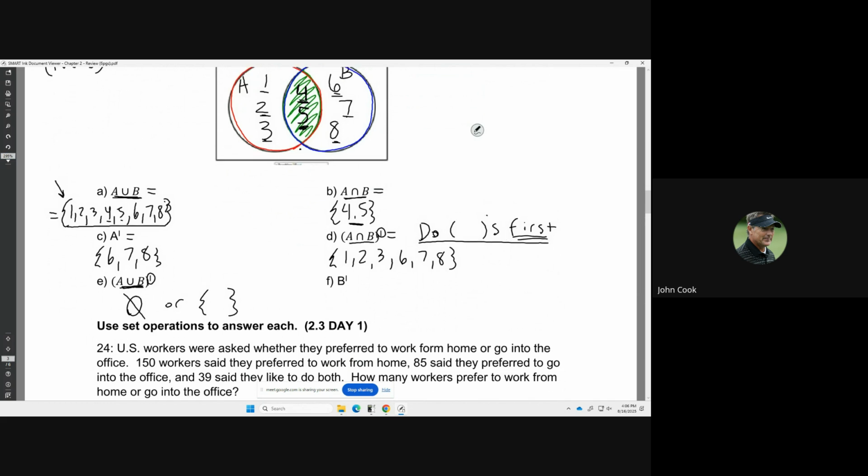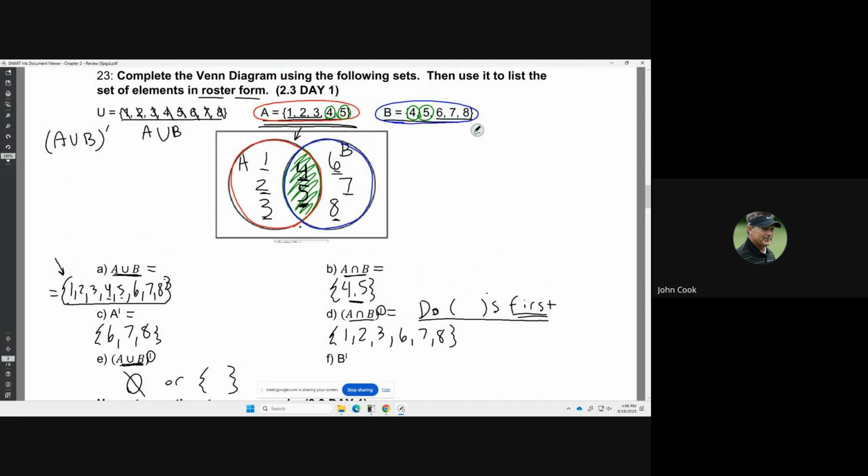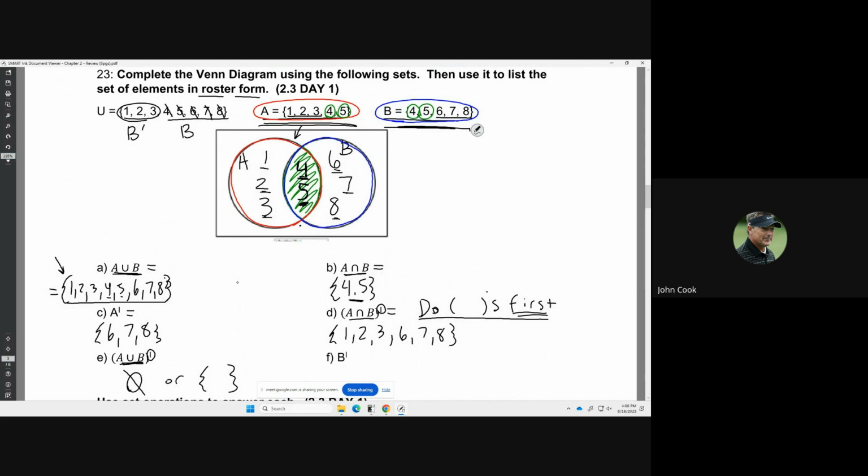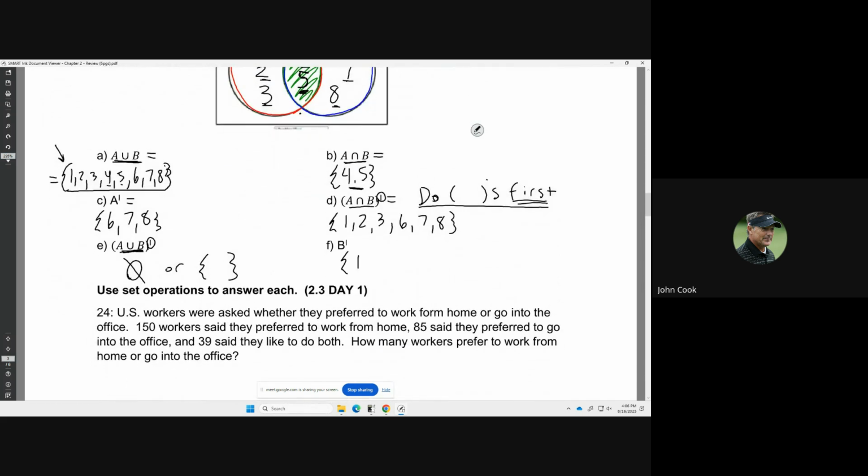Okay, the last one is going to be F. So F means B complement. We start at the universal set because that's what we do with complements, and then we take away B, all the stuff that's in B. All the stuff in B is here: 4, 5, 6, 7, and 8. So that's all of B. B complement is whatever is left over, so it's just going to be these things, 1, 2, and 3. So 1, 2, and 3 are the ones that we put there.